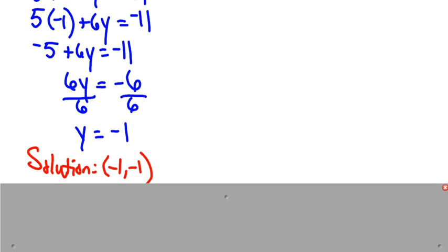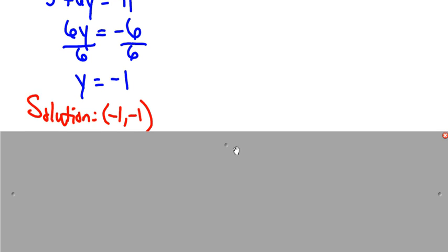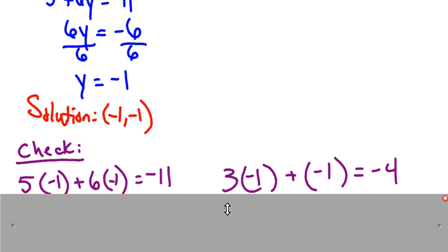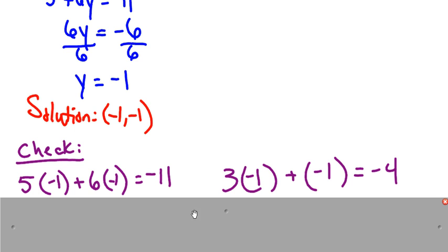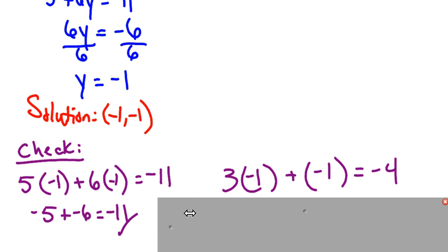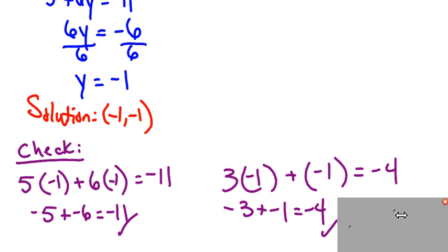Well, the only way we could verify that this is true is take both of the values for x and y and substitute into both equations and make sure that they're true. So let's do that. So our first equation, by substituting our values for x and y, we'd have negative 5 and a negative 6. That would give me a negative 11. Our second equation, we would have a negative 3 and a negative 1. That would give me a negative 4. Therefore, we verify that the solution, negative 1, negative 1, is true for our system.